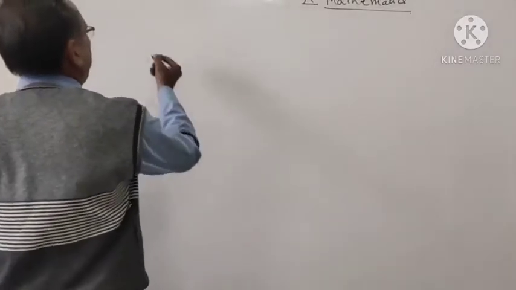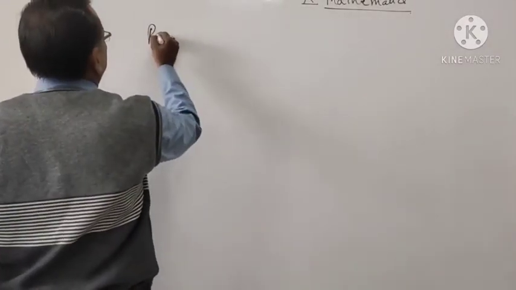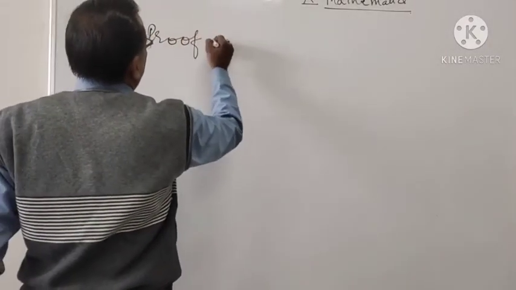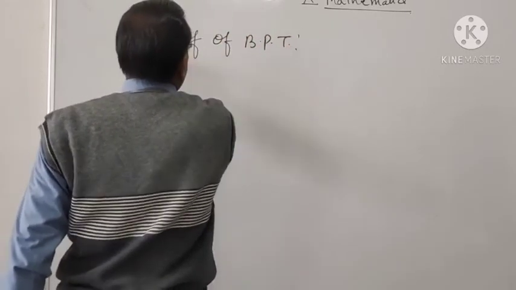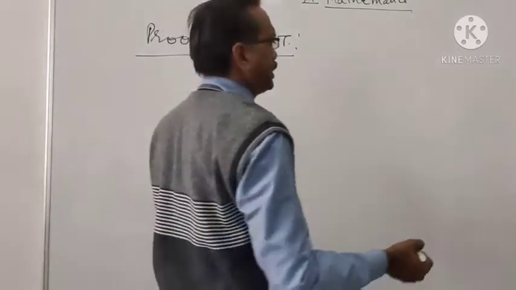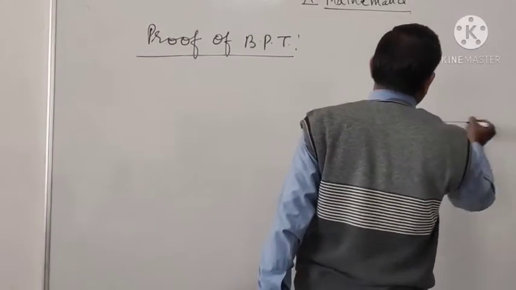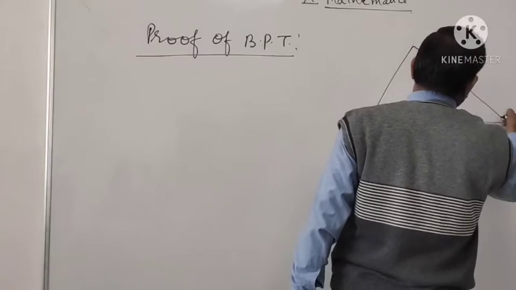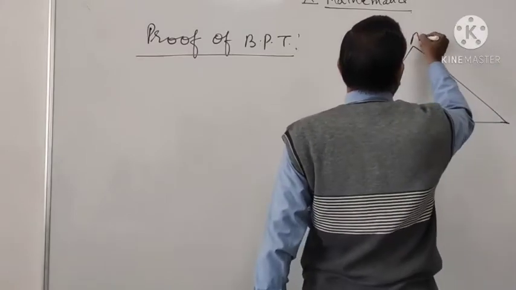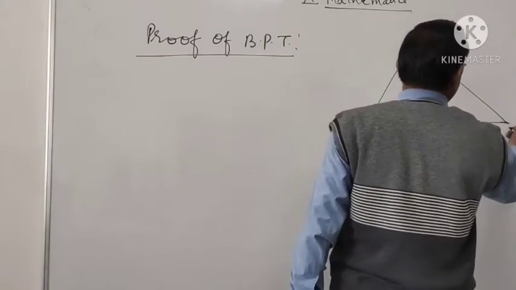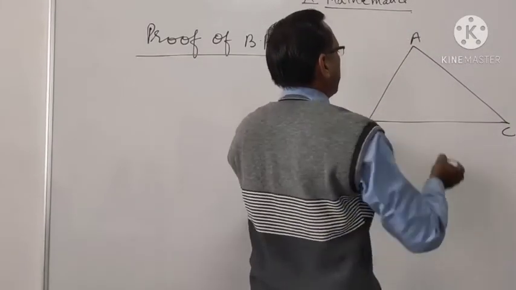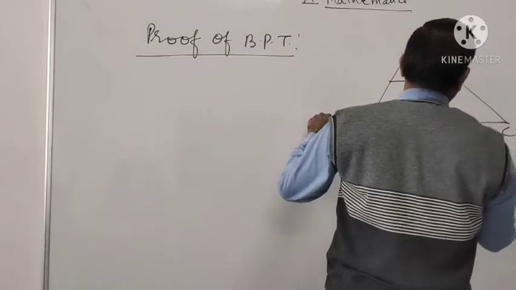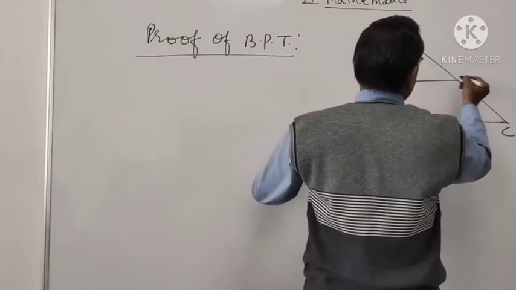Student, now next is the proof of the basic proportionality theorem, also called BPT or Thales theorem. In this theorem, let us suppose there is a triangle ABC. We draw a line parallel to the third side BC, with endpoints D and E.